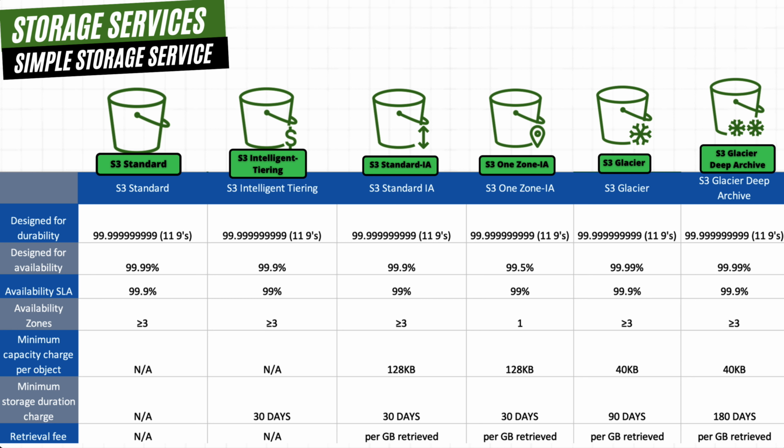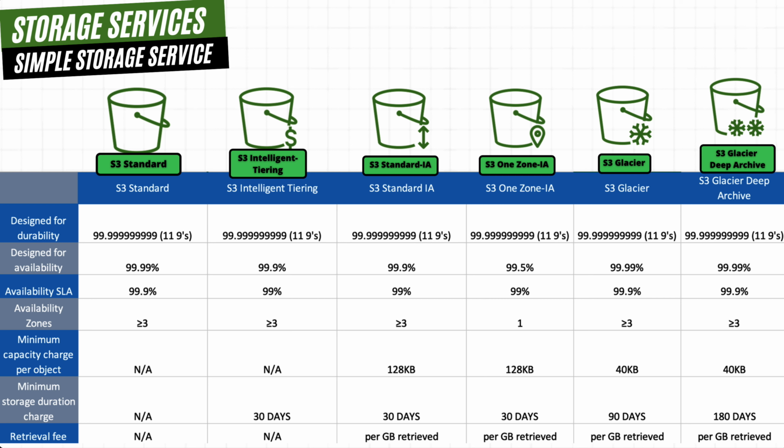Now, here's a table with all the S3 storage classes, and I don't want you to get overwhelmed by the amount of information in this slide. I just want to provide this information so that you understand the different features each storage class offers. We have S3 Standard, S3 Intelligent Tiering, S3 Standard IA or Infrequently Accessed, S3 One Zone IA, S3 Glacier, and S3 Glacier Deep Archive.